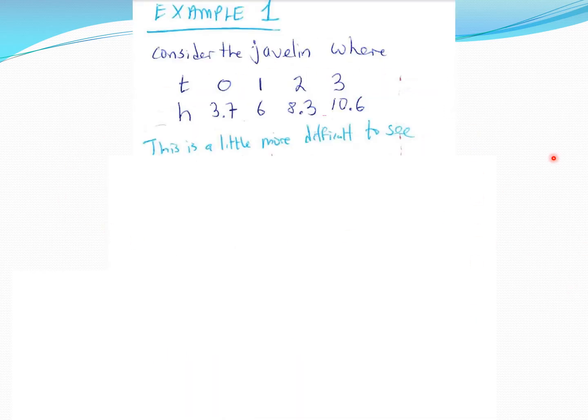So here's our next example, and we'll start from scratch. If the time is 0, the height is 3.7, time is 1, the height is 6, and so on. Now this might be slightly more difficult to see because of the decimals. But again, the regular pattern kicks in, so the example will be more or less the same as the previous one. Notice the gaps. The gaps are 2.3. So in the space of every second, the javelin rises by 2.3 meters. We should have specified, it's assumed, that we're taking the time to be in seconds and height to be in meters.